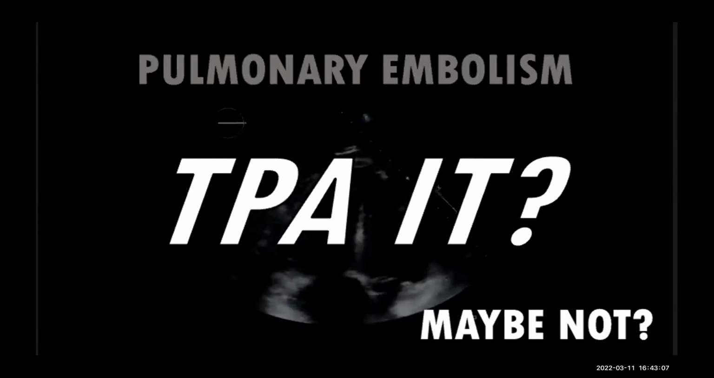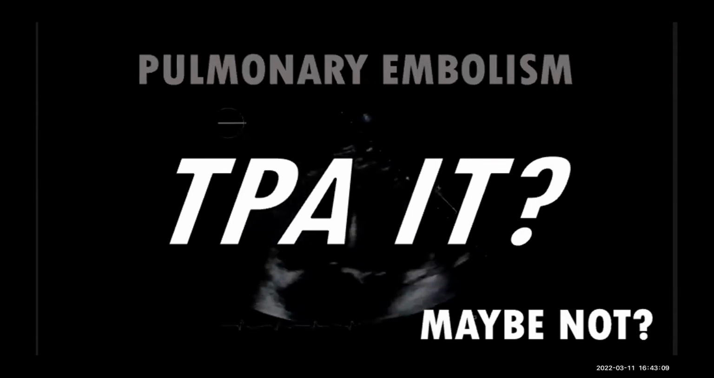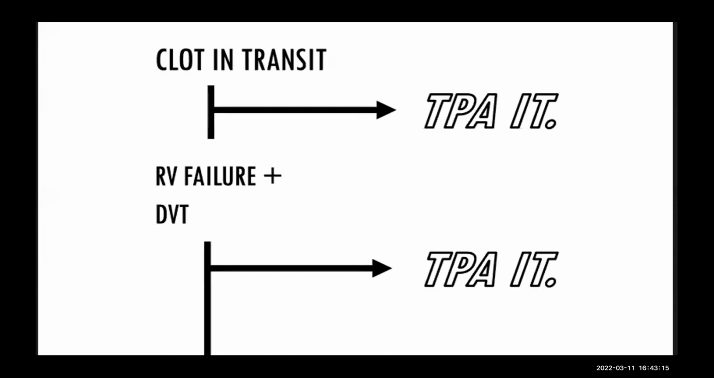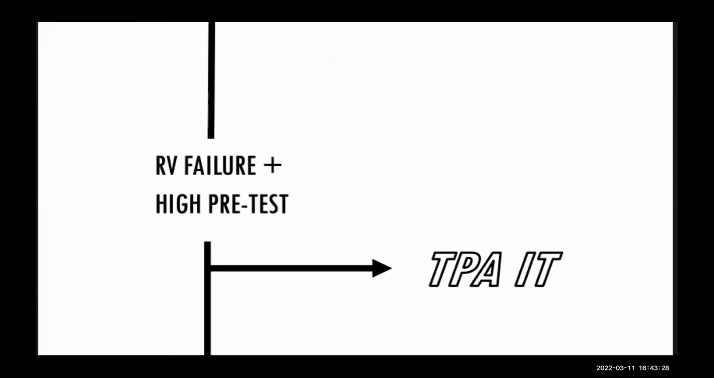Let's wrap up this algorithm of making the empiric diagnosis of PE in cardiac arrest. When you have a clot in transit, that's pretty good data for me. I'm going to give TPA. If I have RV failure and evidence of a DVT, I'm giving TPA. Now, if I have RV failure alone, I have to have a really good pretest probability to convince myself to give TPA. Otherwise, I'm not going to do that. I don't want to just throw TPA out empirically, unless I really have a good reason.